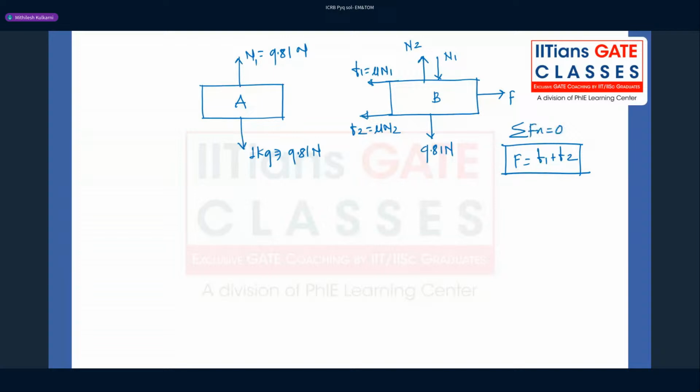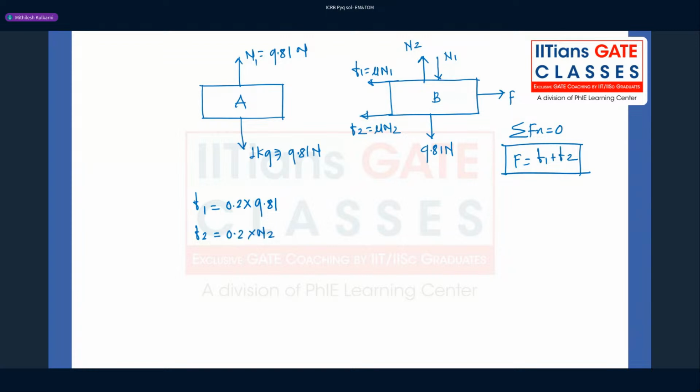In order to find F1, we should find the N1. N1 is already 9.81. So F1 is equal to 0.2 into 9.81, and F2 can be written as 0.2 into N2.